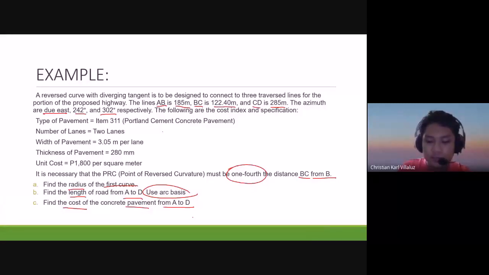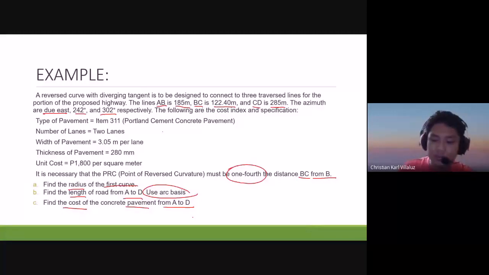So, given are the lines, which are the traverse lines of the roadway. It means that point A and B, point B to C, point C to D, are our traverse. The point where the two lines intersect is also the point of intersection of the reverse curve that we will form.